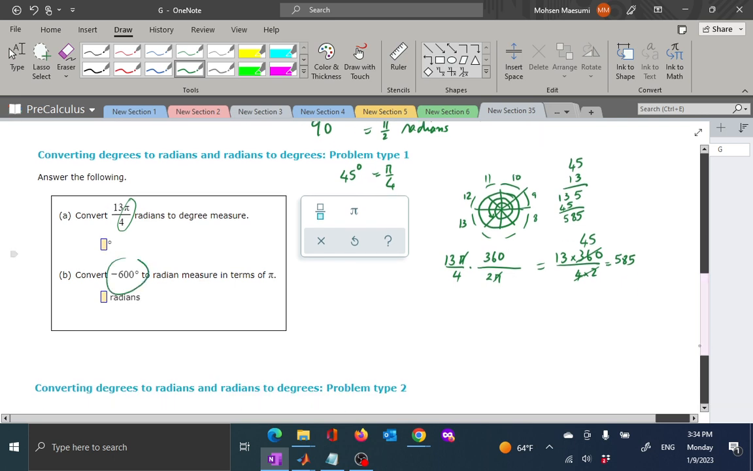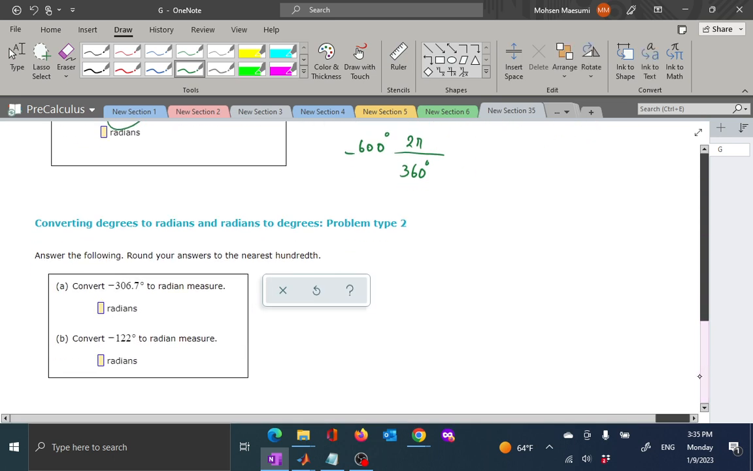This one is asking you the other way, from degrees to radians. So minus 600 degrees. You want to notice that numerator and denominator have the same unit. Then converting to radians, we said that's 2 pi. So then you simplify that, or not to simplify it, either way.